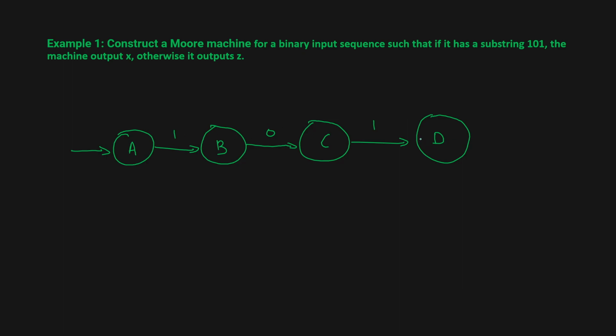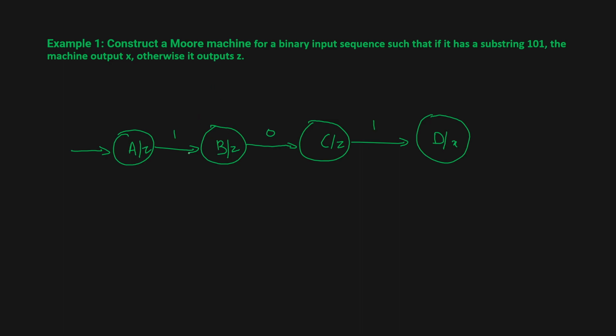Now remember that the output is dependent on the state. In state D, when we get 101, we are going to get the output X, and in all the rest of the states, the output is going to be Z. Let's use the eraser. So over here the output is going to be Z, in the rest of the states.